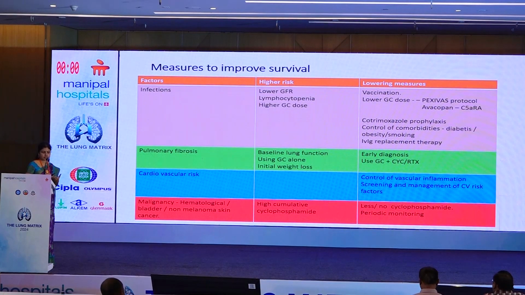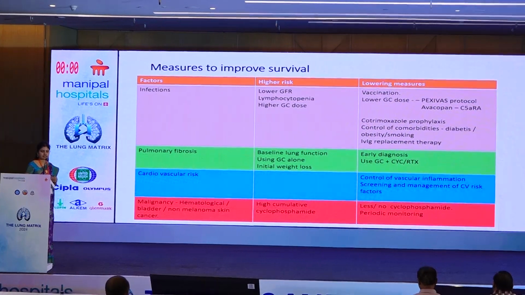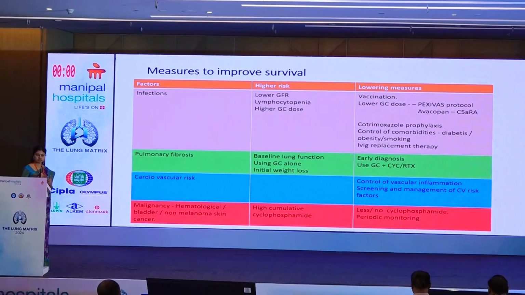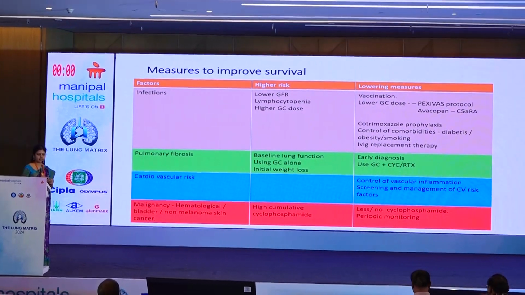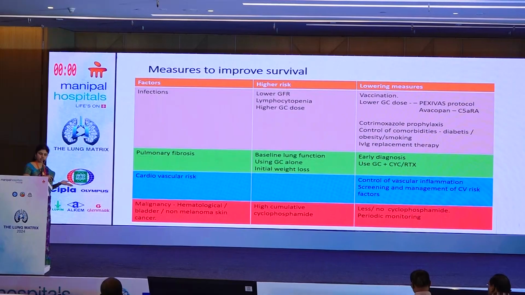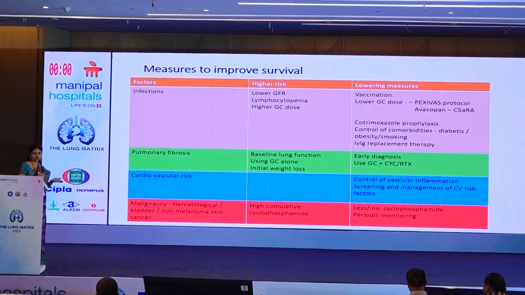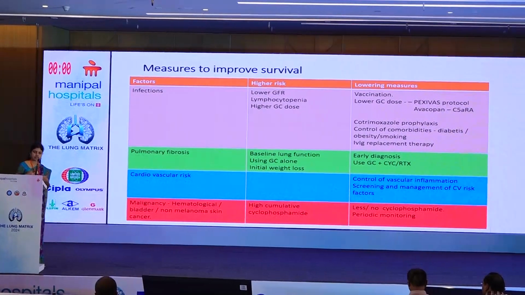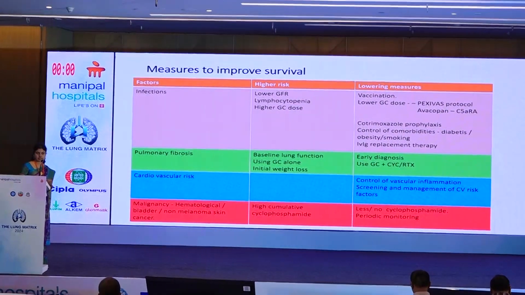And to decrease the risk of pulmonary fibrosis, early diagnosis is important, and initiating treatment with combined immunomodulating agents, that is glucocorticoids with cyclophosphamide or rituximab, not glucocorticoids alone. The third is the cardiovascular risk, where we have to control the vascular inflammation appropriately and screen and manage the risk factors. And the fourth one is malignancy, as we are nowadays using lower cumulative doses of cyclophosphamide. Previously they gave oral cyclophosphamide with a higher cumulative dose, but now we are moving to IV pulse cyclophosphamide where the cumulative dose has reduced, and we are moving still more towards rituximab to avoid cyclophosphamide toxicity.